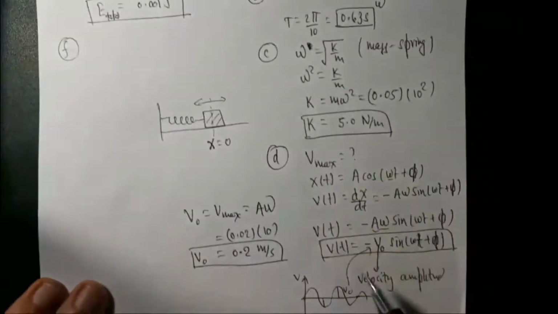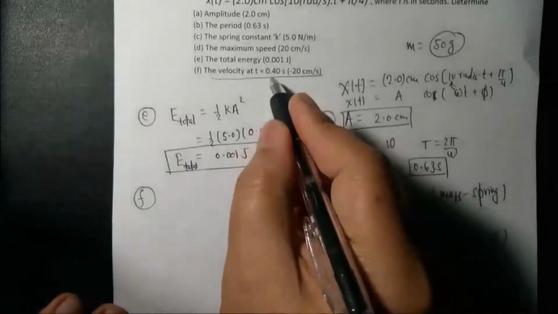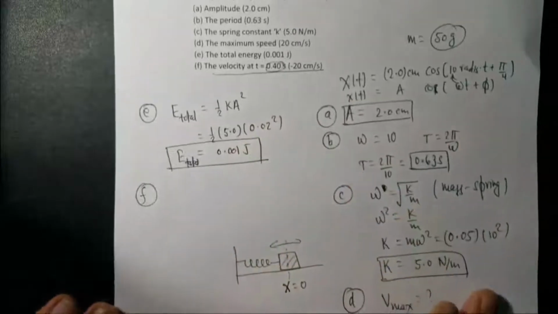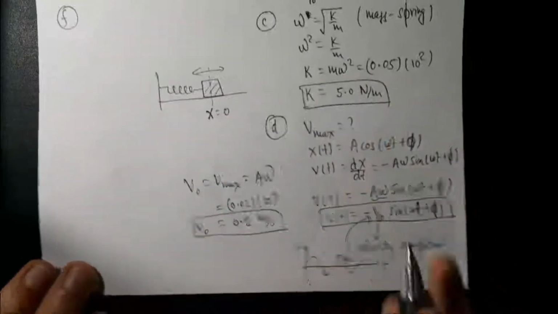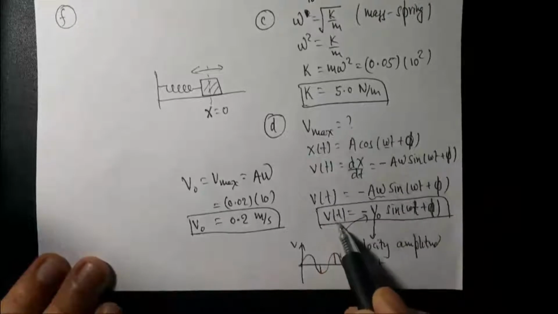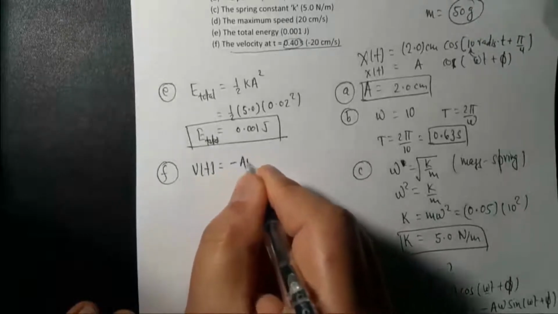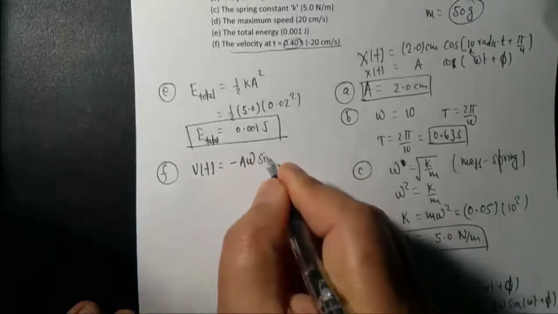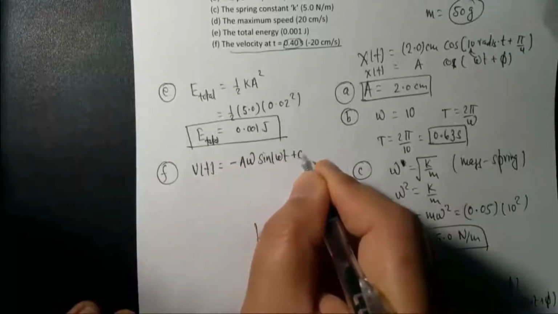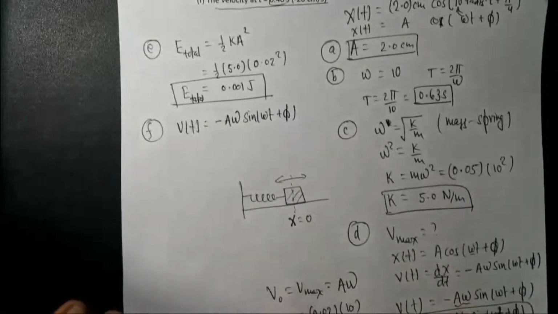Okay, now next, what's the velocity at 0.4 seconds? Remember, the velocity is oscillating over time. So it's asking what's the velocity at this particular time, 0.4 seconds. After taking the derivative of this, you get the velocity function. You just use this. So let me write down the velocity function: negative a omega sine omega t plus phi. And that's it.